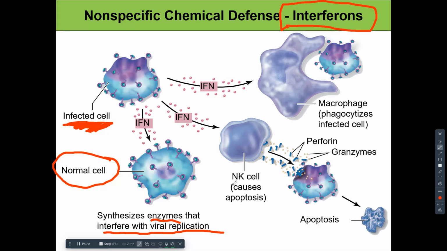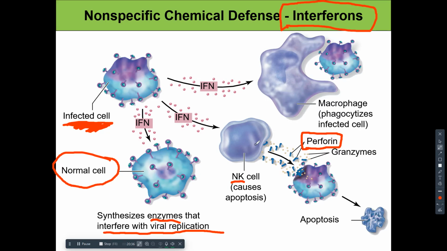Interferons also stimulate NK cells. NKs are the ones we just talked about, natural killer cells. Natural killer cells, of course, kill infected cells. They do it either by releasing chemicals called perforins, which punch holes in the infected cell, or by convincing the infected cell to just go ahead and commit suicide, which is called apoptosis.